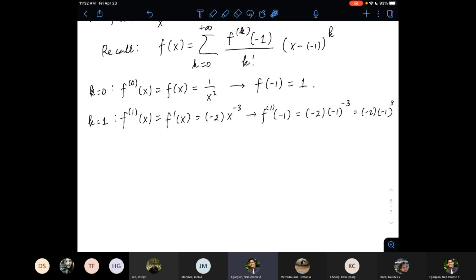Because remember, -1 to the power n is equal to -1 to the power -n, right? Because this will just be 1 over -1 to the power n, which will be the same guy as this one. So -1 to the power -3 is the same as -1 to the power 3.